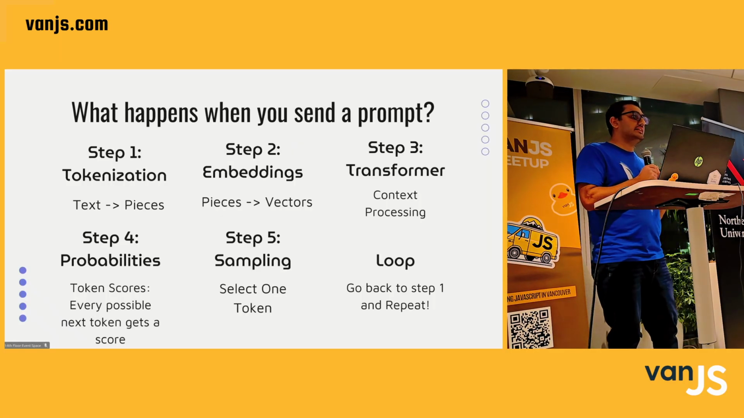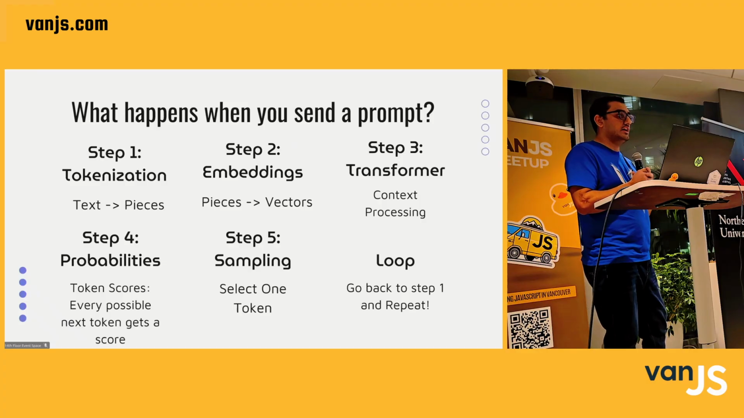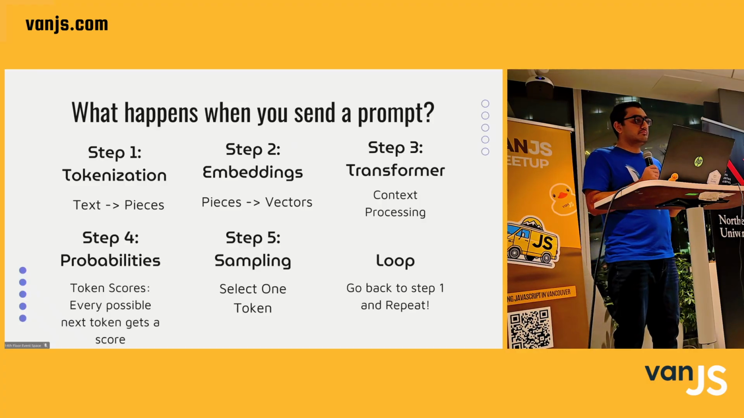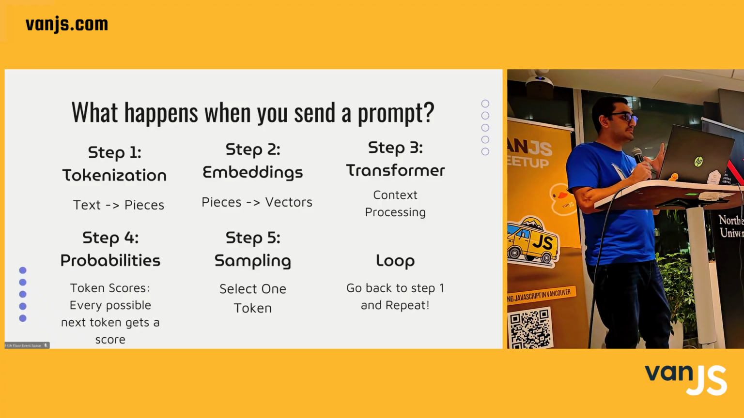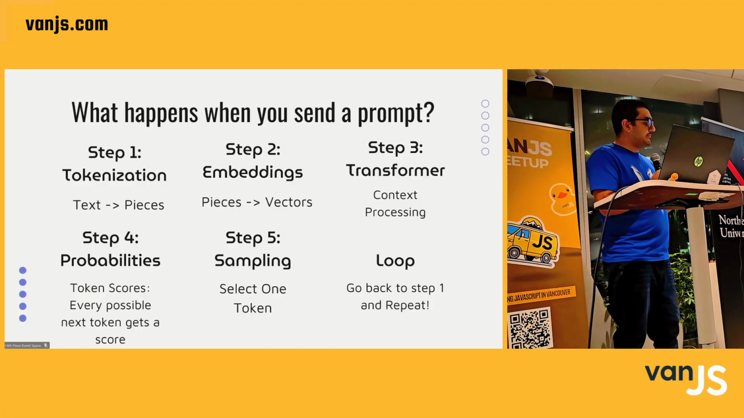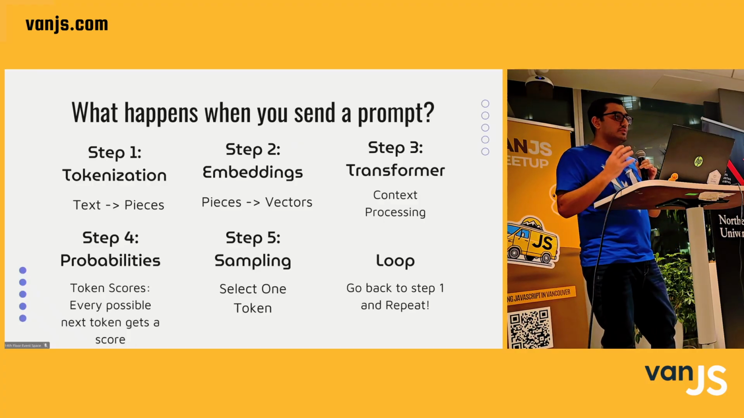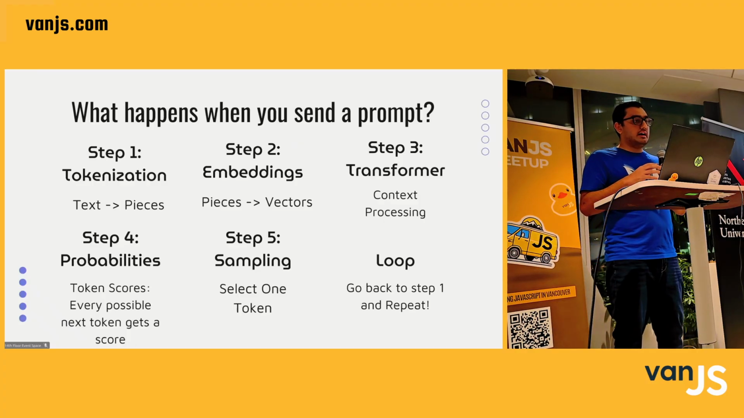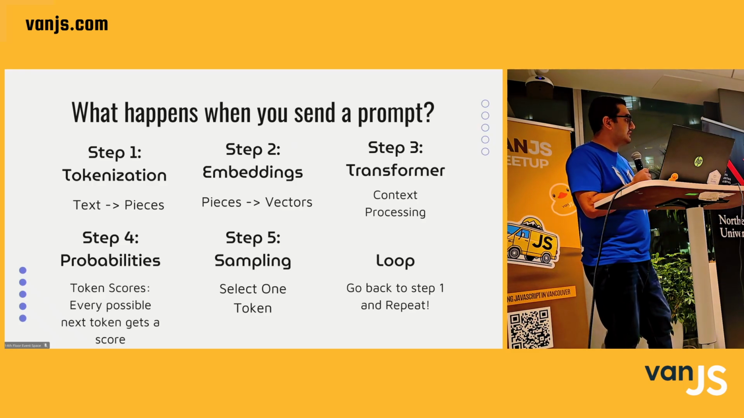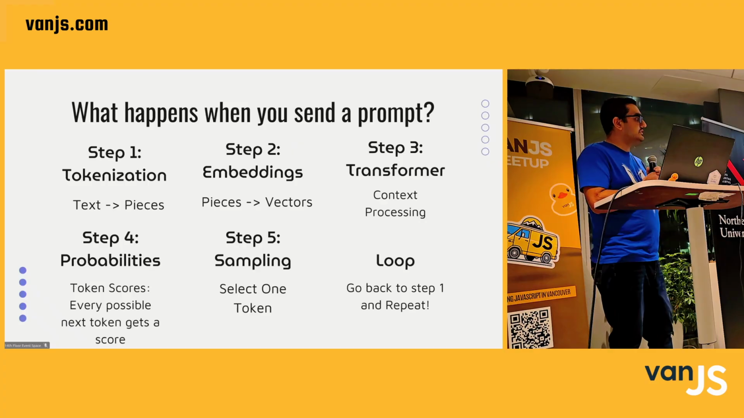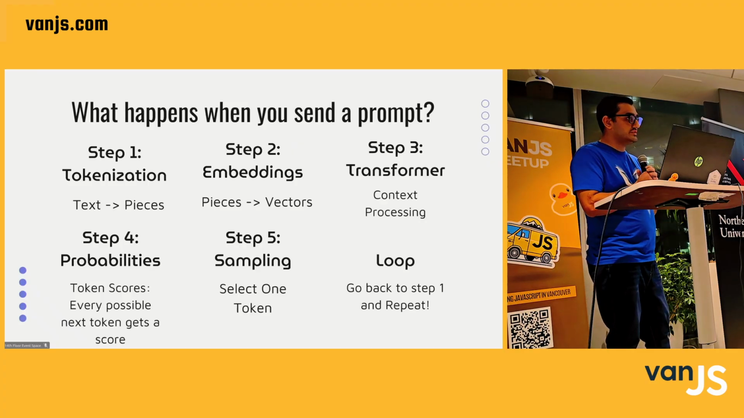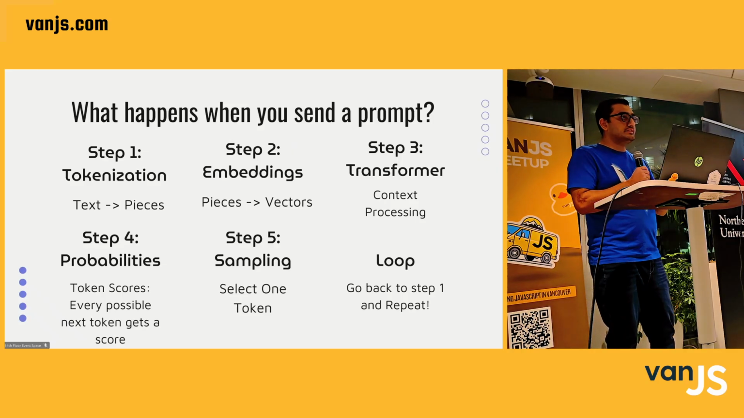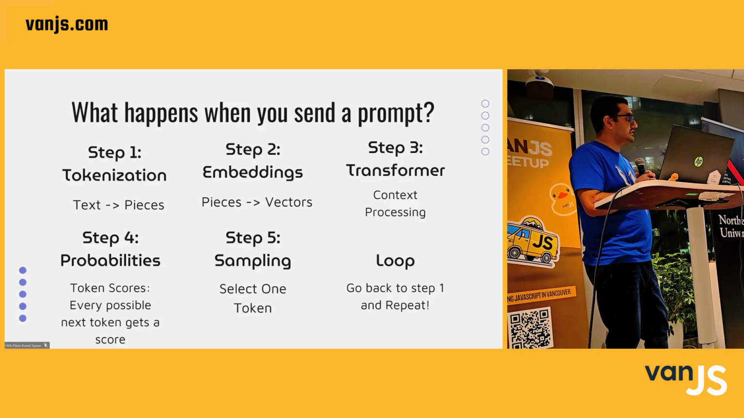Step number 1 is that it creates tokenization. So it basically creates pieces of text. Then step number 2 is embeddings, which basically means converting those pieces into different forms of vectors. Then it transforms that through a transformer, which is doing context processing, which includes attention. And then it's going to give you probabilities for the next token, which are actually token scores.